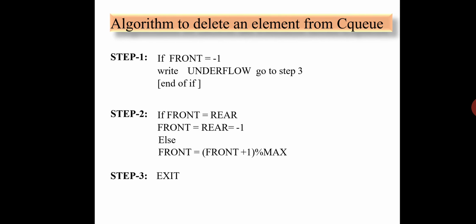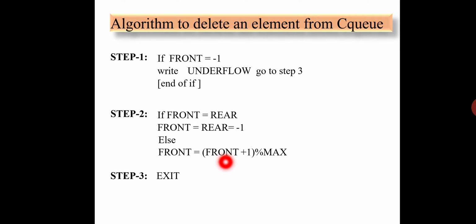Then come to the algorithm to delete any element from the circular Q, CQ. If front is equal to -1, see, front is equal to -1 means it is underflow. You have no elements in the Q. If the front is equal to rear, then we assign front and rear equal to -1. We can go for deleting that one.